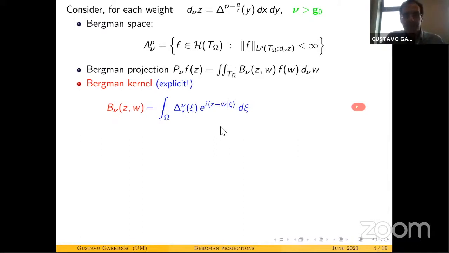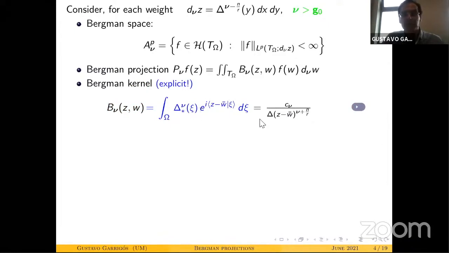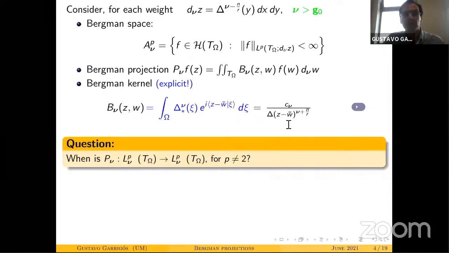So this is a gamma integral. This can be computed explicitly with the formula I put below. So there will be a constant here. And then when you change the variables, you are going to get a generalized power of the determinant evaluated in z minus w bar. So this is explicit, this is an important thing. You can compute when this belongs to LP, and then you can try to use this information to study the main problem. The problem that we want is the boundedness of the Bergman projection from LP into LP, for p different than 2; for p equal to 2 this is clear.